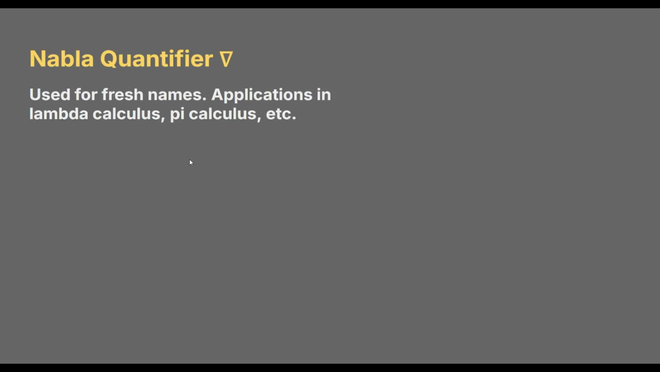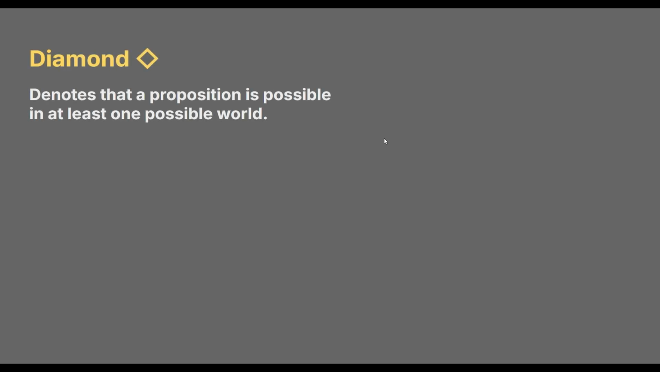The nabla quantifier is used for fresh names. It has applications in lambda calculus, pi calculus, and so on. Therefore denotes a conclusion. Because denotes the word because. Diamond denotes a proposition is possible in at least one possible world. Square shows that a proposition will be possible in all possible worlds. Implication, denoted by an arrow, represents that something can be implied by looking at another thing.